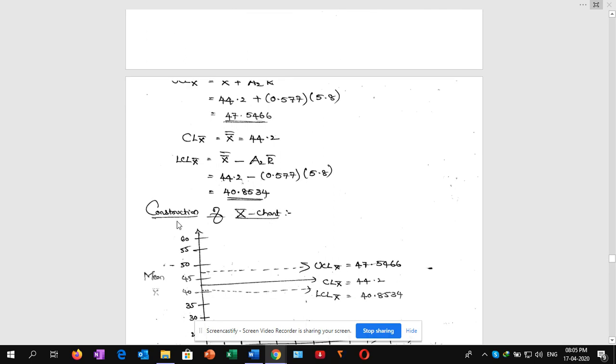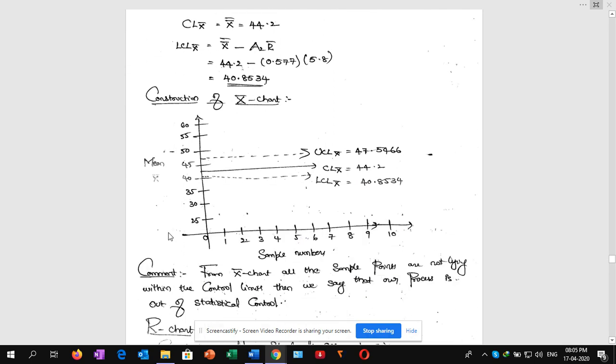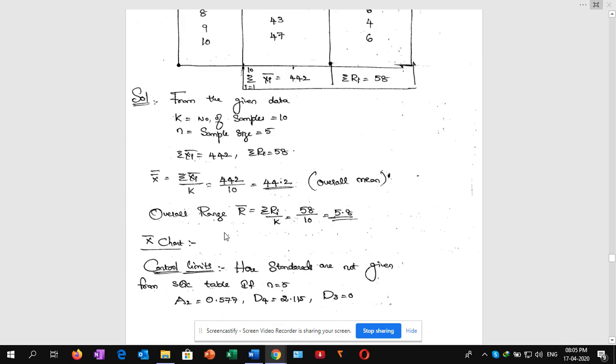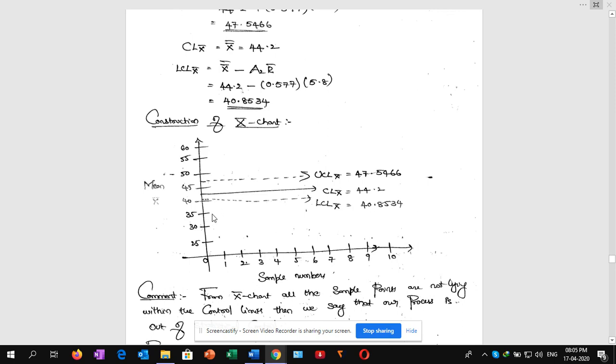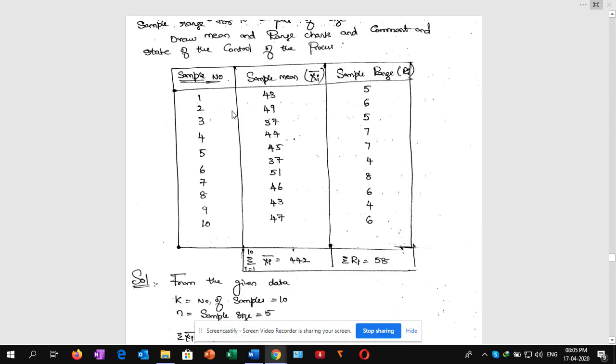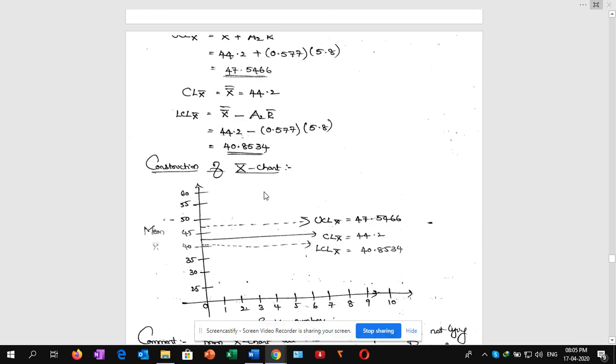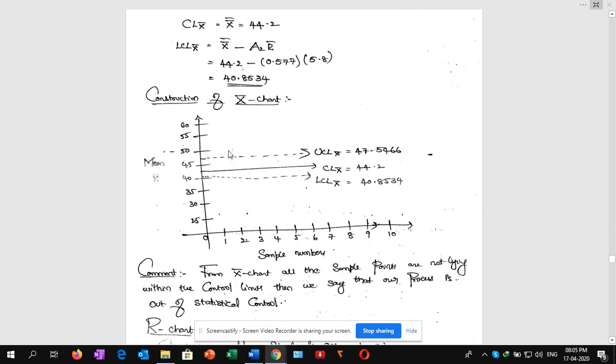Now we construct the X bar chart the same as the previous problem, taking sample numbers on the x-axis and the sample mean on the y-axis. Now we can also plot the values. For sample 1 we can plot 43. Next, for sample 2 we can plot 49. Similarly, we can plot all the values and join them.